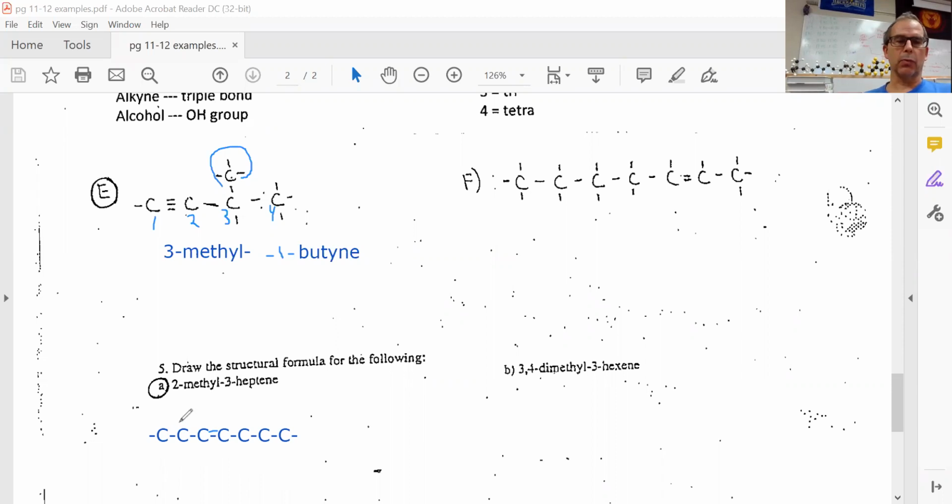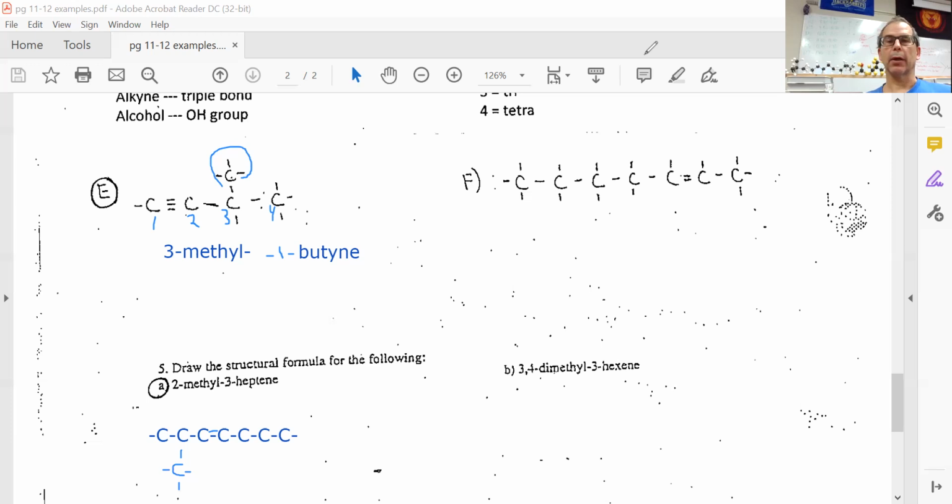Okay, so if I label these, this is 1, 2, 3, 4, 5, 6, 7. Notice if we counted from the other way, it'd be 1, 2, 3, 4. It's between 4 and 5. But if I say 3, it should be between carbon 3 and 4. There's a methyl group on number 2. So if this is number 3, then this has to be number 2. So I'm going to put a methyl, which is a CH3 group, right on number 2. So there's a methyl with 1, 2, 3 sticks, which represents 3 bonds to hydrogen. So this is my branch right here.